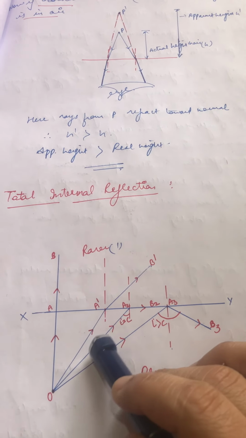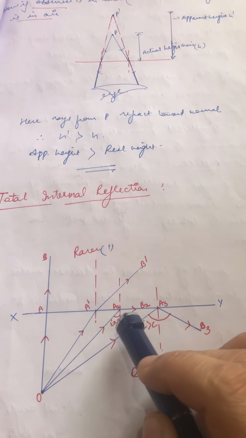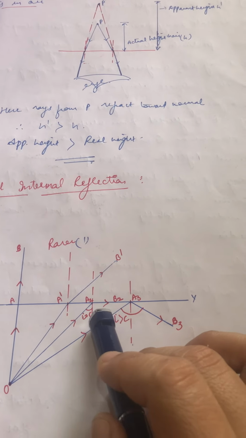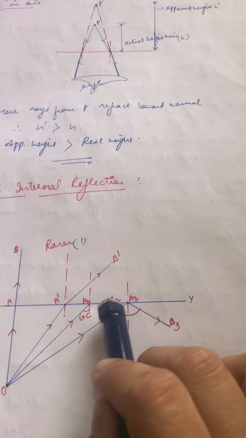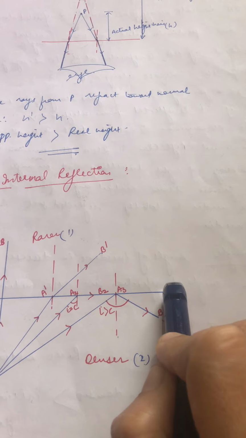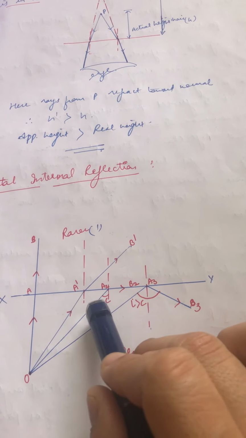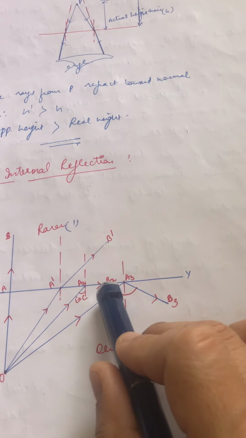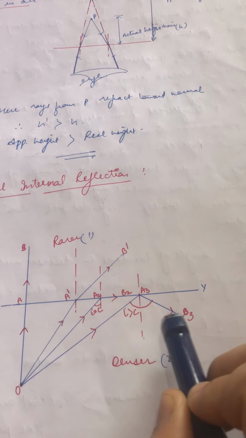Then I change the angle of incidence, and for one particular angle of incidence, which is called the critical angle C, my refracted ray goes along the interface. See here, the ray A to B is going along this interface, meaning the angle of refraction is 90 degrees. Then I again change the angle of incidence. Now my angle of incidence is greater than the critical angle. So what will happen? My ray will not undergo any refraction, but it will be reflected back in the same medium. This is called total internal reflection.